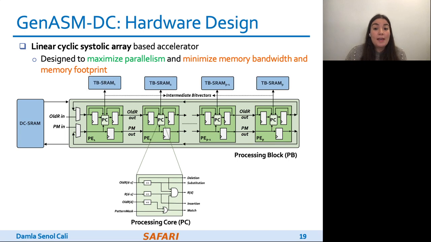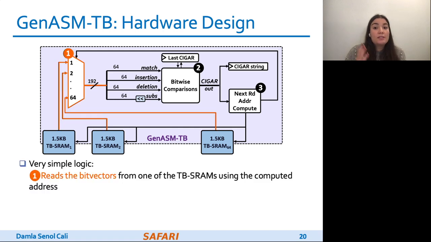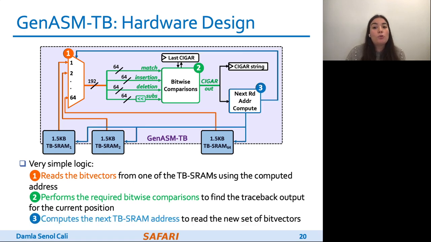And we also have TB SRAMs, which store the intermediate bit vectors generated by each PE of GenASM-DC for later use by GenASM-TB. We implement GenASM-TB hardware using very simple logic, which reads the bit vectors from one of the TB SRAMs using the computed address, then performs the required bitwise comparisons to find the traceback output for the current position, and then computes the next TB SRAM address to read the new set of bit vectors. After GenASM-TB finds the complete traceback output, which is also called the CIGAR string, it writes the output to main memory and completes its execution.